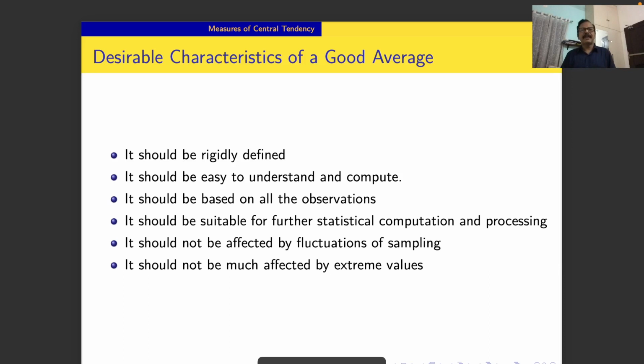Now let us define different types of averages. For example, different types of measures of central tendency: mean, median, mode, geometric mean, harmonic mean, etc. Let us define them one by one in the next class.